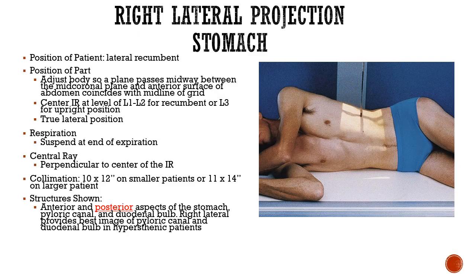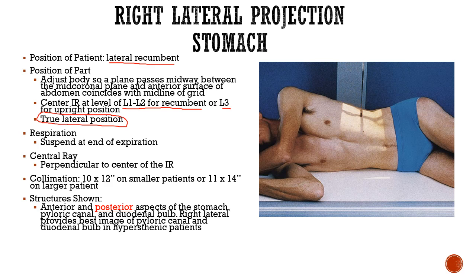The right lateral projection of the stomach is where the patient is in a lateral recumbent position. We're going to adjust the patient so that the plane passing midway between the midcoronal plane and the anterior surface of the abdomen coincides with the midline of the grid. We're going to center at the level of L1, L2 when the patient is recumbent, or L3 if the patient is upright. We want a true lateral projection position.